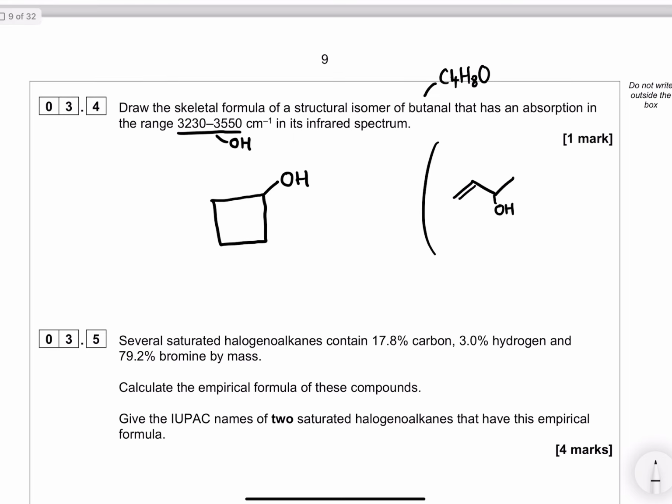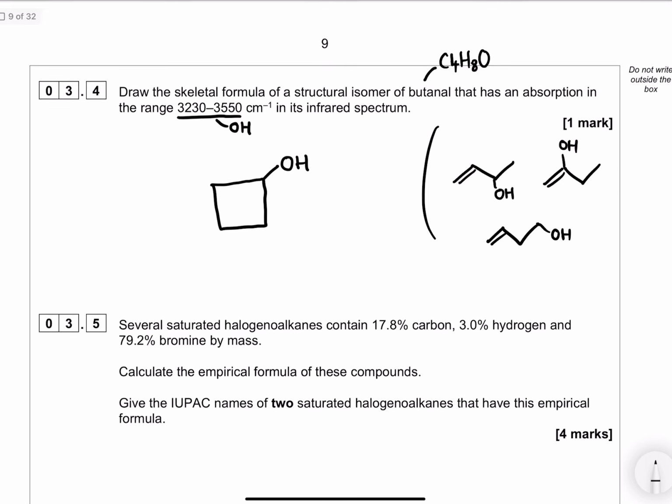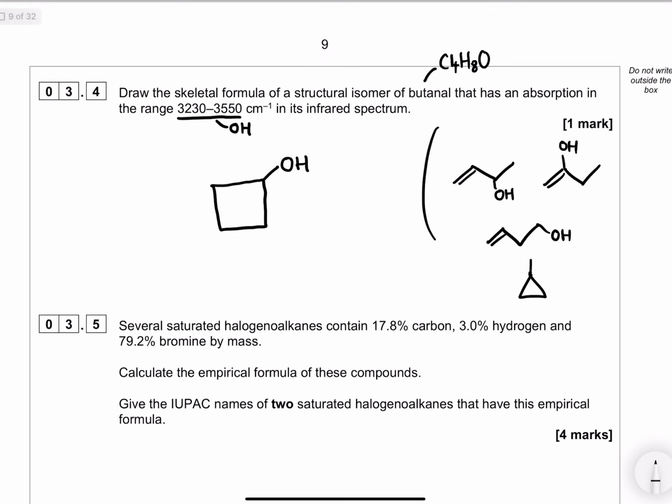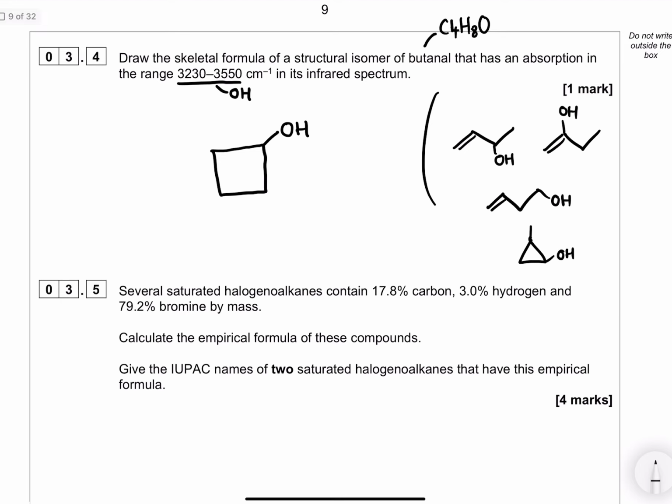There's going to be, like here, you could go like here and so on. So you can move it around. You could even branch that. You could make a triangle with your alcohol and a methyl group. There's lots and lots of possible answers here.